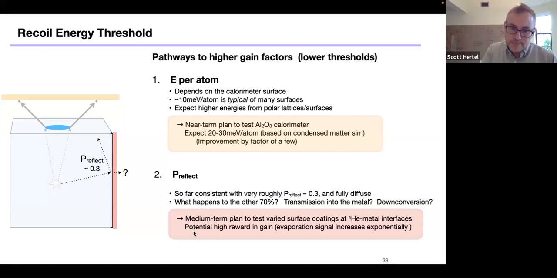There's a medium-term plan in my group. We want to vary this interface, the surface between the helium and the bucket. If we boost that 30% to 90%, or optimistically 99%, that would dramatically reduce the threshold and dramatically enhance the sensitivity of the experiment. So I'm looking for ideas of things to try on that base to boost our reflection probability.